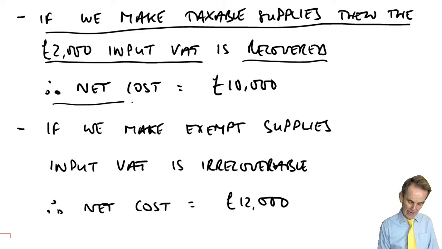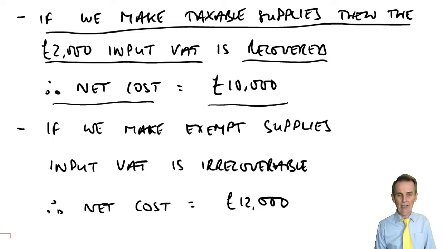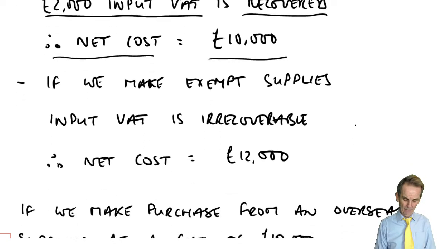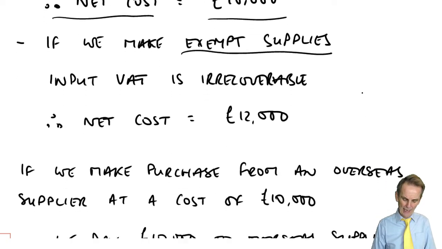So therefore our net cost is going to be £10,000. We paid £12,000 for the purchase to the UK supplier, and we've then been able to claim back the input VAT that we suffered on that purchase of £2,000. Our net cost is £10,000. But if we make exempt supplies, there of course was that critical issue.